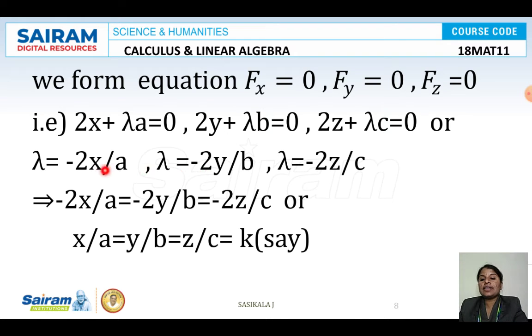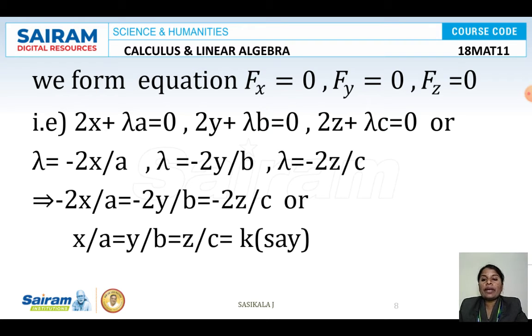For that reason, I'm just writing lambda equal to minus 2x by a, lambda is equal to minus 2y by b, and minus 2z by c. Right, if all the three are equal, what will happen? x by a is equal to y by b is equal to z by c. So to make it easy, I'm going to consider all these as a constant k. Now what is your aim? We need to find your x, y, z.